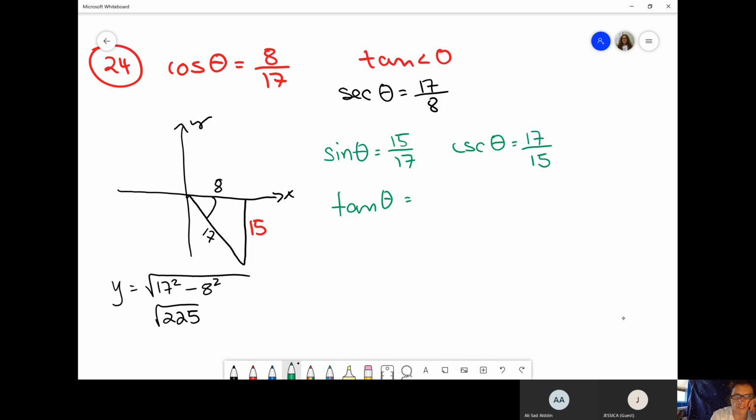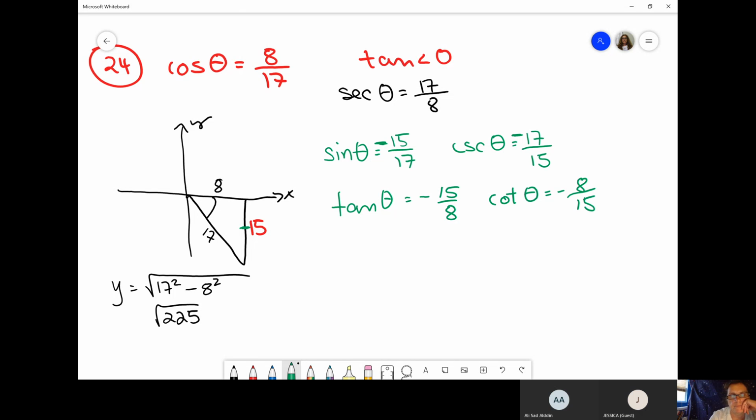What is the tangent? So isn't our sine and cosecant also negative? Yes, they are negative. They're both negative, yes. Oh, it's negative 15 over 8, and the cotangent of theta is negative 8 over 15.